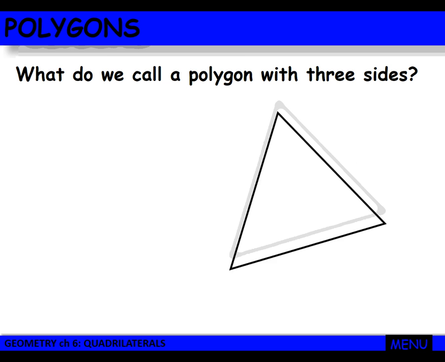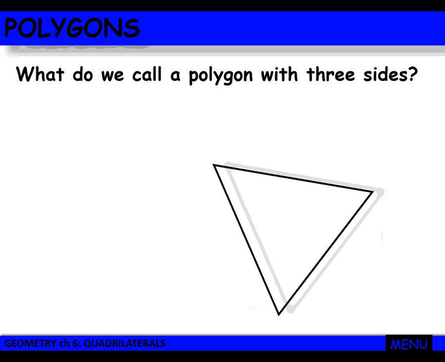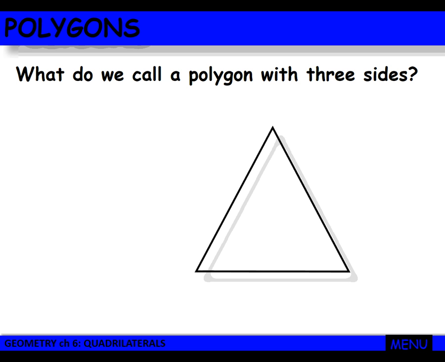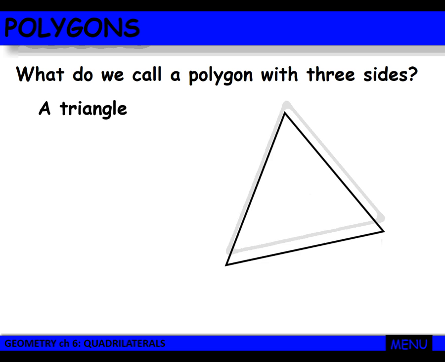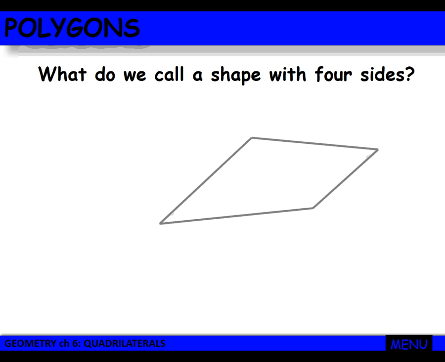Okay, so now back to 2nd grade math. We're going to name our shapes. We do have to know the names of these shapes. So this is a polygon with 3 sides. What do we call that? That is a triangle. A 3-sided polygon is a triangle. What about a 4-sided polygon?